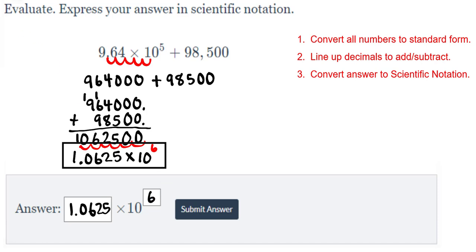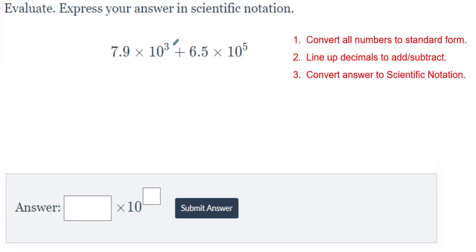That's it. All right, let's try another addition one, but I'm going to throw something at you that's a little bit different. Both of these are in scientific notation, so our first step is to convert them. So let's see. Start with writing the original problem. Now I'm going to move this decimal 3 places to the right. So that's going to be 7, 9, and then I would have 2 zeros. So that's going to be 7,900.